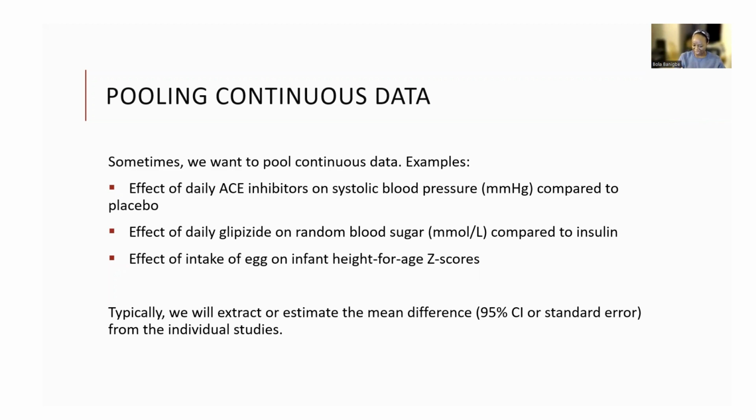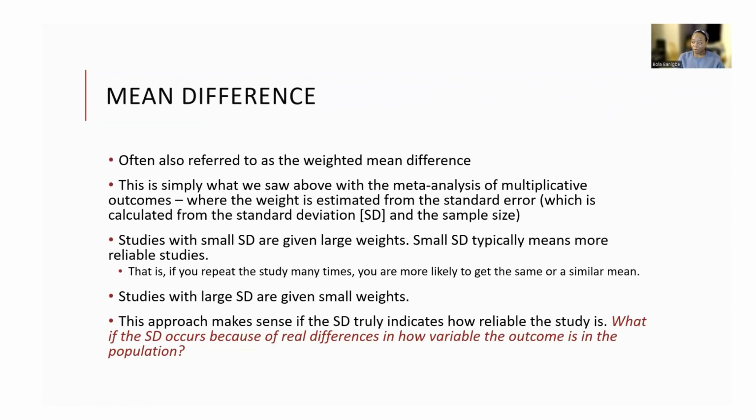So basically you want to take the mean difference, and you're also thinking about the 95% confidence interval or standard error from the individual studies. That's what you extract from the individual studies. One way to generate a pooled estimate for continuous outcomes is by calculating the weighted mean difference. Very similar to what we talked about earlier. Here, the weights are assigned using the standard deviation. Studies with small standard deviation are given larger weights because they're typically assumed to be more reliable.